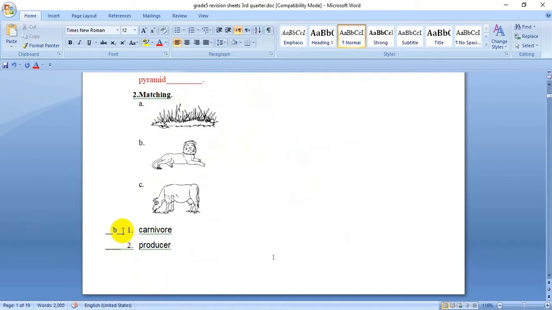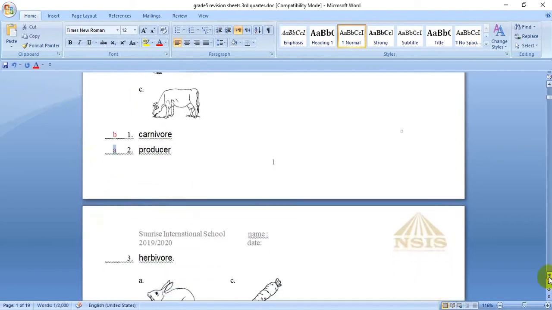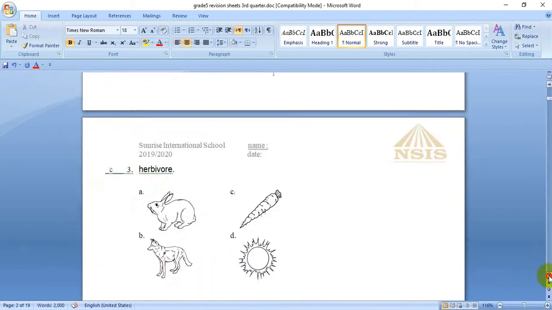In the next question, producers. They are organisms that make their own food. They don't eat, they make their own food. Which kind of organisms here is a producer? Producer is the grass. So letter A. The only herbivore we have here would be C for the cow, because a cow eats plants, so it's herbivore.